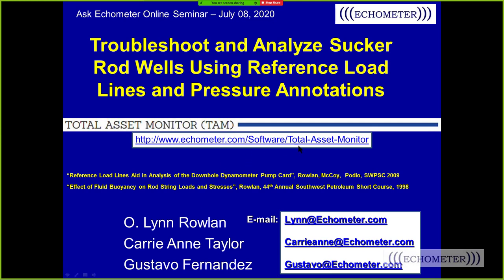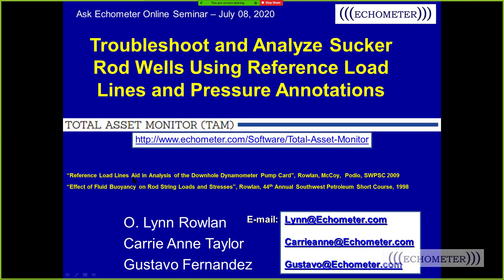The software we'll use today is the TAM software, and you can go to our software webpage and download it if you don't have it on your computer. At the end of the class, after the Q&A, we've put together 8 different examples that show these load lines that we'll discuss during the presentation.